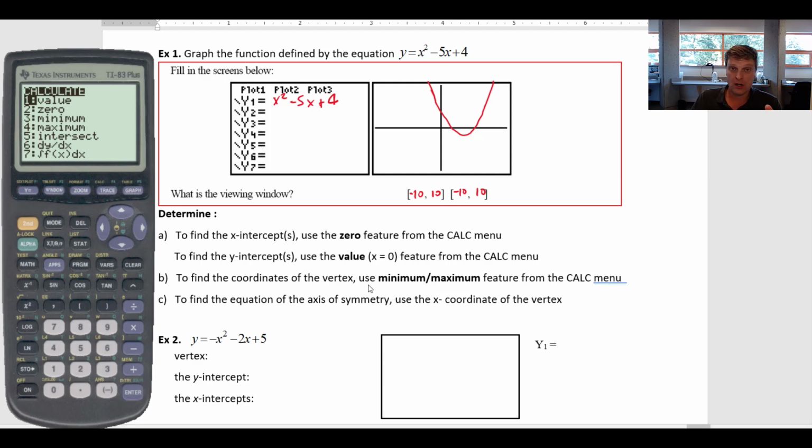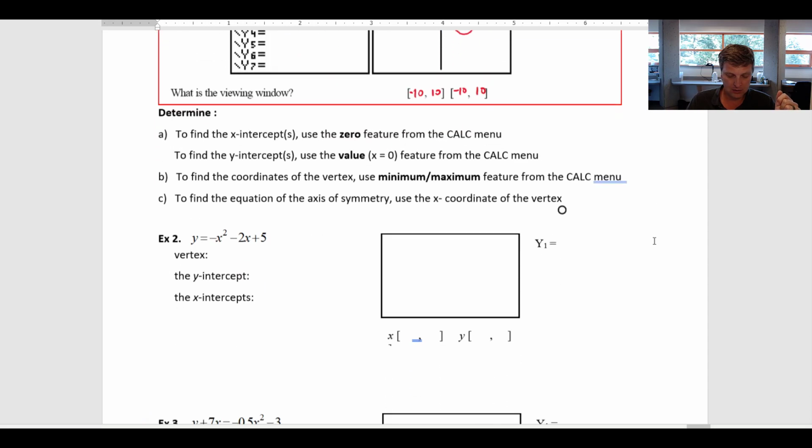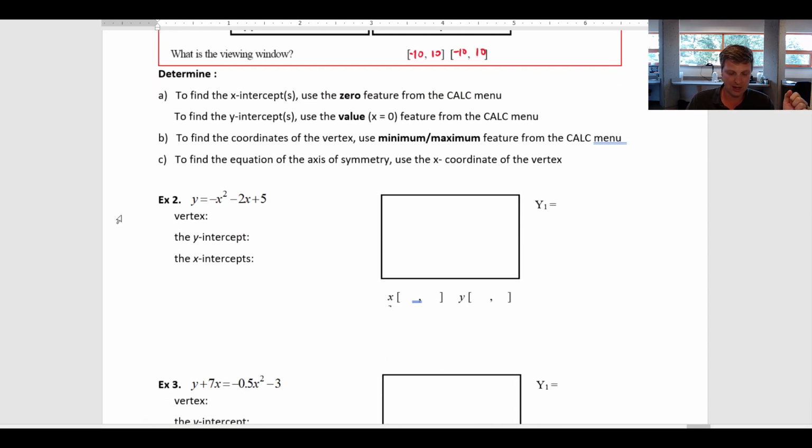To find the coordinates of the vertex, we're going to use either minimum or maximum. So remember, every parabola has either a minimum value if it's upright or a maximum value if it's inverted. So that's this minimum and maximum. And then, of course, if you have to find the equation of symmetry, well, that's just going to be the x value for the vertex. Okay, so let's take a look at this one right here. So we'll do a full solution and see what we get.